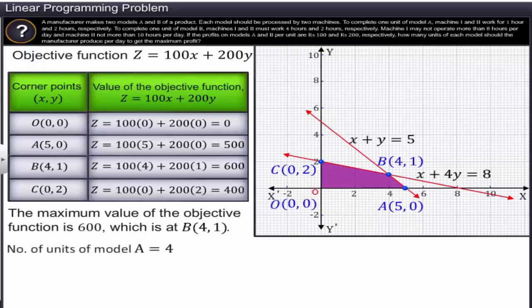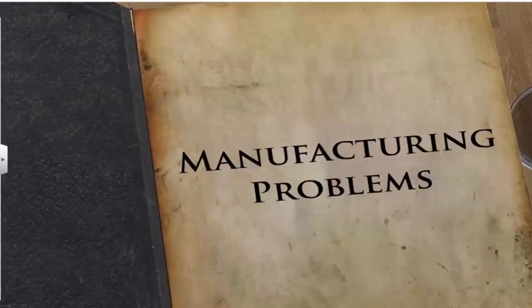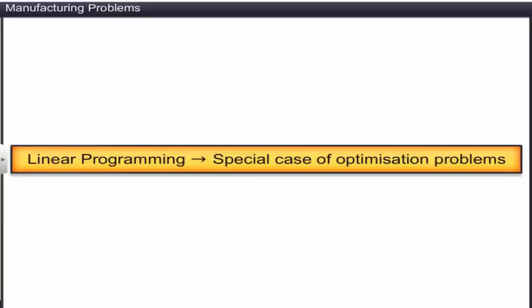Hence, 4 units of model A and 1 unit of model B should be made so that the profit is maximum. In this module, you will learn to apply linear programming to solve problems of manufacturing type. In the previous lesson, you learned to solve some special class of optimization problems called linear programming problems. Now, let us learn the manufacturing type of linear programming problems.